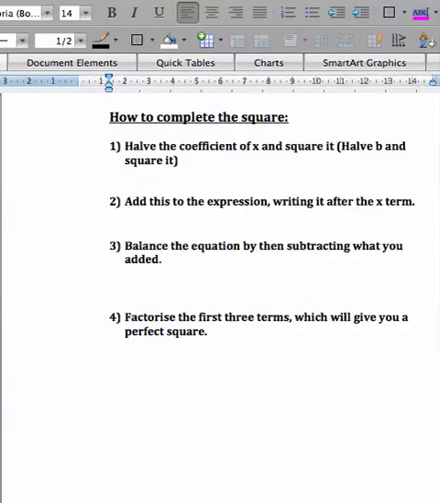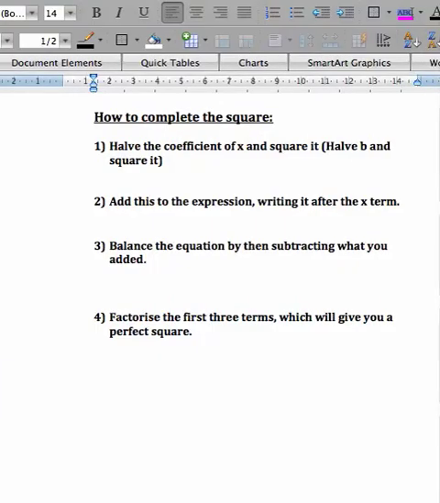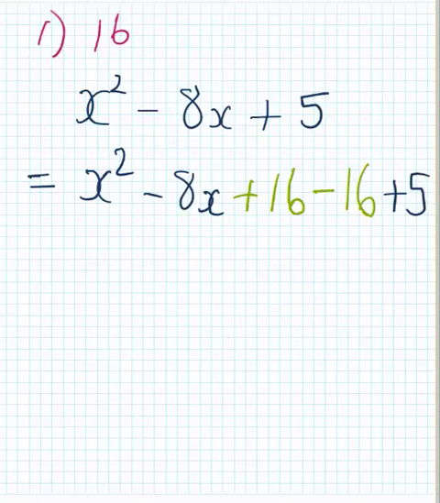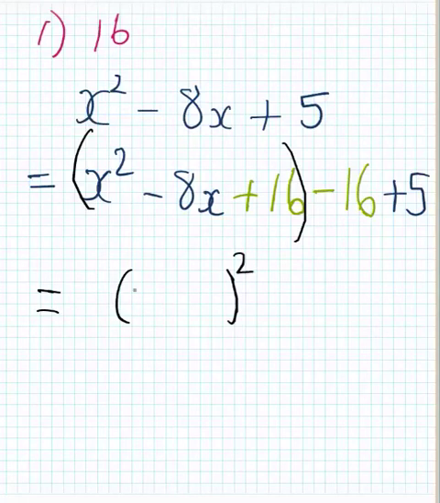Now, step 4 tells us to factorize the first 3 terms, which gives you a perfect square. So now, to factorize the first 3 terms, we sort of have to group them. So let's group the first 3 terms, x squared minus 8x plus 16. Now this minus 16 and plus 5, they'll stick together, and we'll add those together in a minute. Now, to factorize this, remember we had the example before, it was a perfect square. So whenever you complete the square, when you group the first 3 terms, which is the trinomial, you will always have a perfect square. Okay? And we put our x here. Now, to know if you're going to have a negative or a positive, check and see what you have here. Here we have a negative, so that would be a negative.